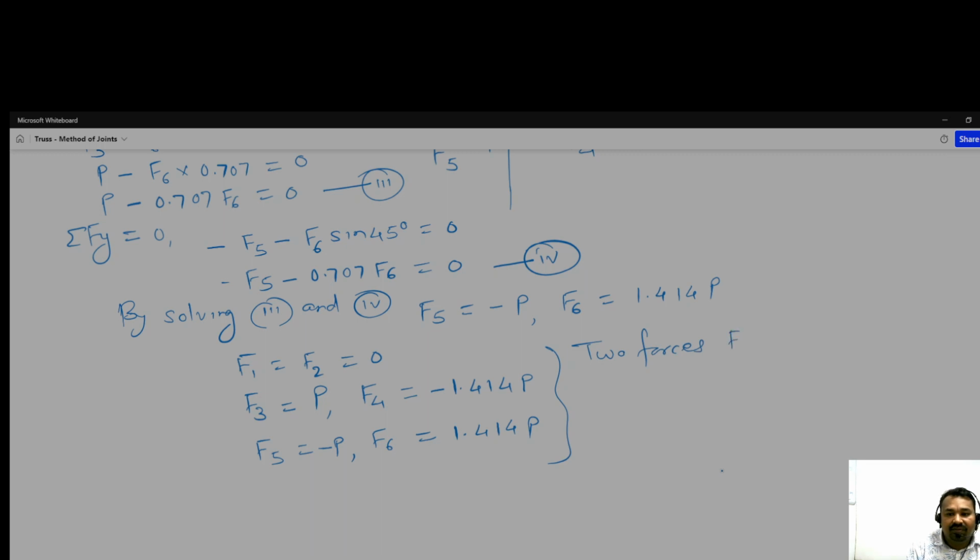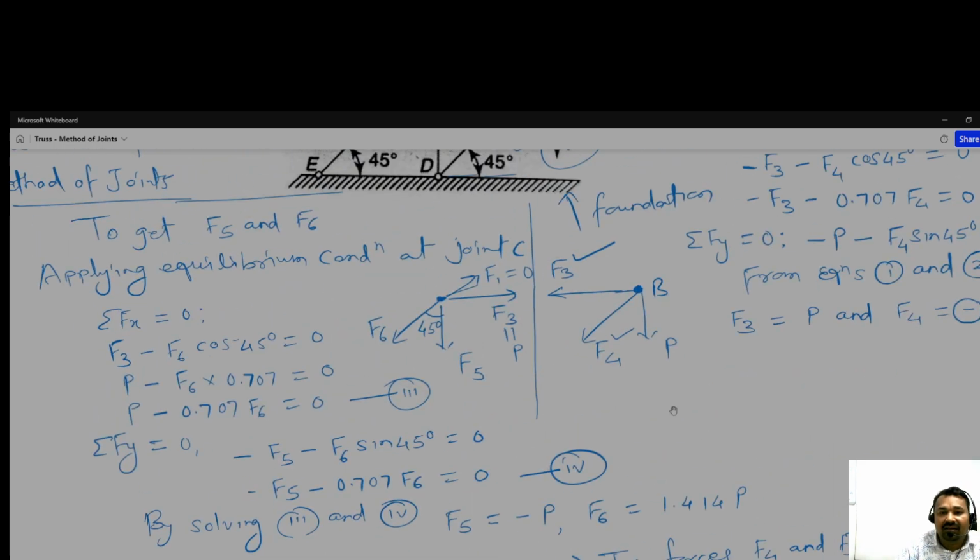Okay, so two forces, F4 and F5, are compressive in nature. Means the members subjected to these forces are in compression. So in this way, this is known as the nature of the force, either compressive or tensile. So in this way we have done this.